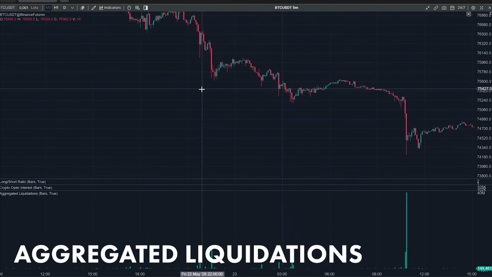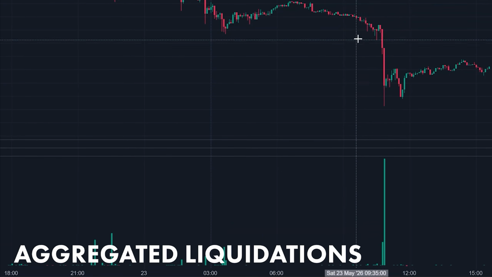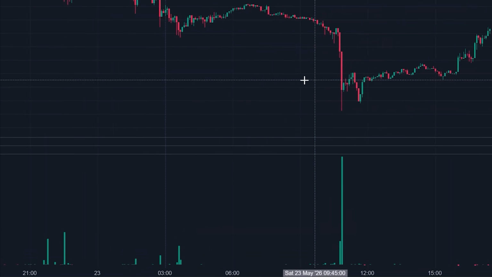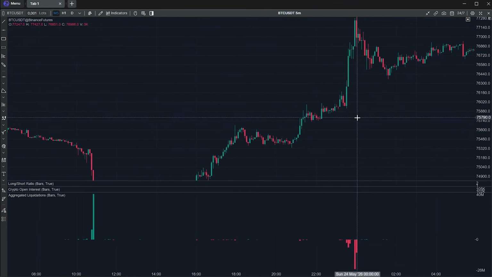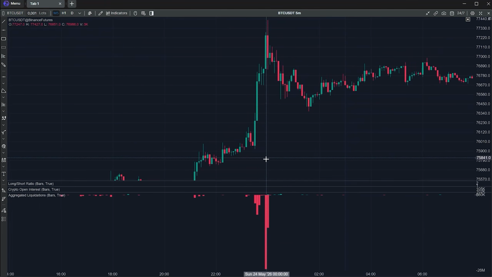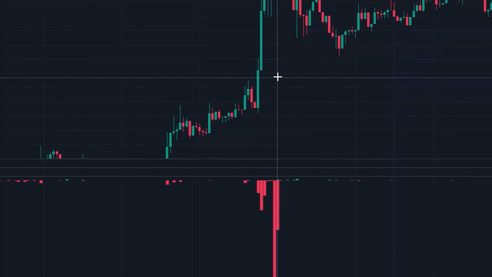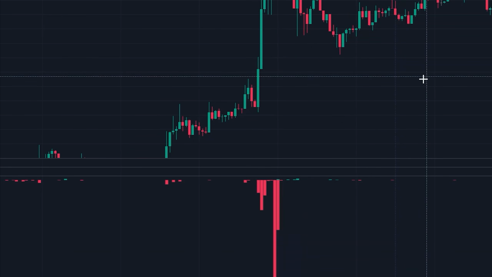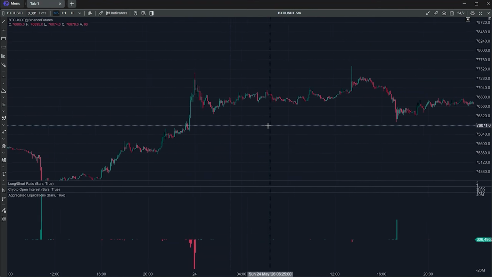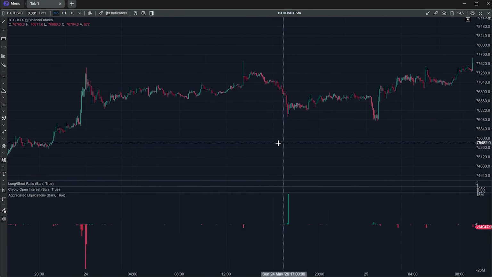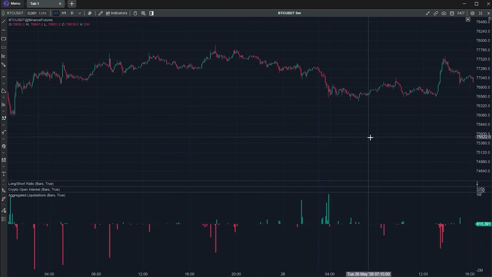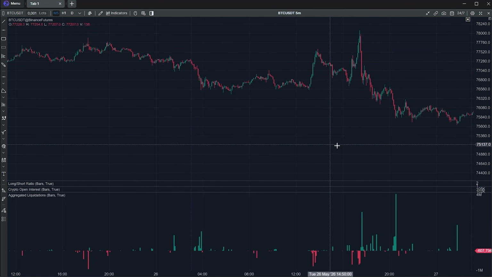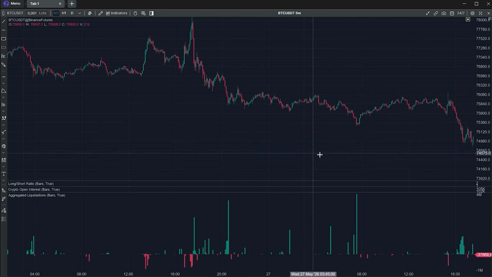Aggregated Liquidations highlights culmination points, moments when the market is purposefully moving to trigger traders' stop losses. Liquidations occur when a trader's account lacks sufficient margin to hold a position. The exchange closes the position automatically. Green bars mean the exchange forced out buyers. Red bars mean the exchange forced out sellers. And the higher the leverage traders used, the bigger that hit. These hits from all exchanges are combined into bars.